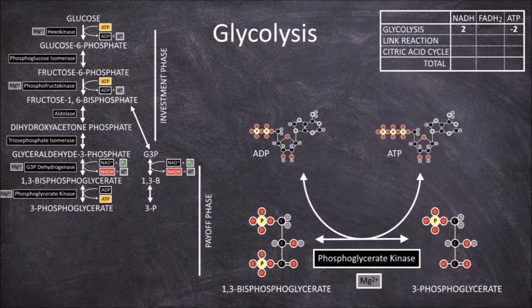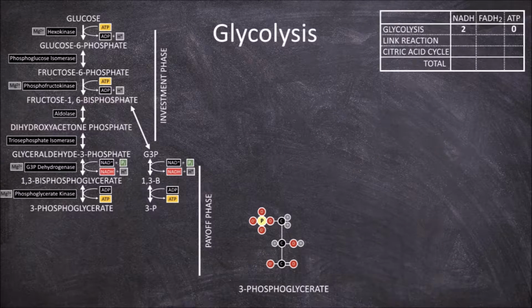This step occurs twice, once for each 1,3-bisphosphoglycerate. This step creates an ATP. Since it occurs twice, 2 ATP are produced. We now have a net total of 2 NADH and 0 ATP, as these 2 ATP make up for the 2 ATP used up earlier in glycolysis.